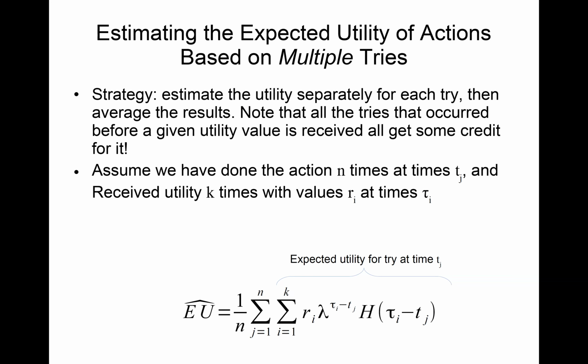Okay, so right, we're just averaging. That's this, the averaging going on here. N tries, 1 over n. This is the equation from last time, but now each time we use that equation, it's for a specific time where we tried the action.